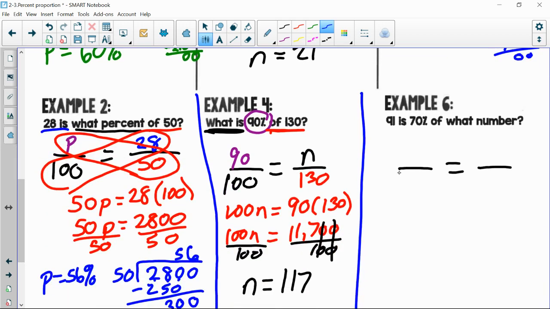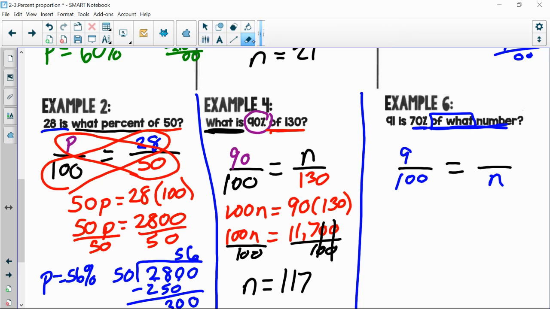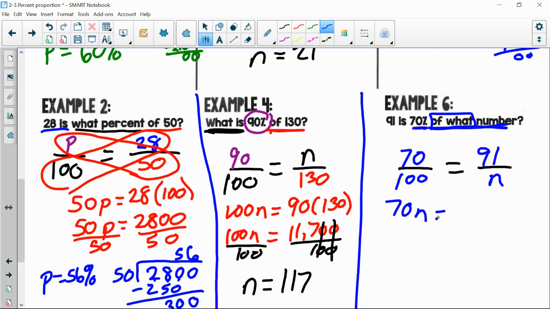All right, so we have 100 on the bottom. We're looking for what and of. Of is always on the bottom right. So that's where my variable goes. 70% goes on top. Oops, I saw 9 and I started putting 9. My bad. 70. And then 91 on top. Cross products. Okay, 70n equals, and then 100 times 91 is just 9100.